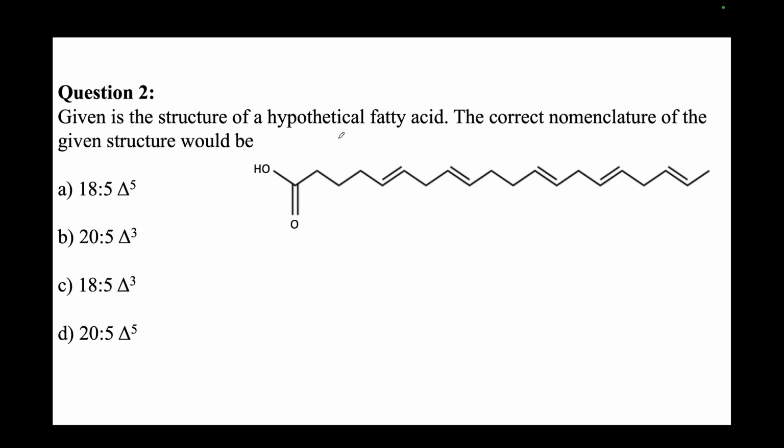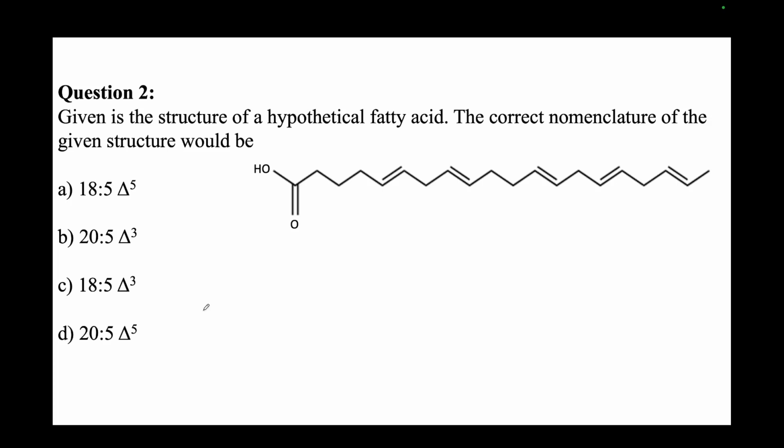Question number 2. Given is the structure of a hypothetical fatty acid, the correct nomenclature of the given structure would be. So what would be the nomenclature of the given structure? I would like everyone to count the number of carbons themselves and tell me the correct answer. It is not very difficult. You just have to count the number of carbons and number of double bonds present. Based on that, try to find the correct answer.